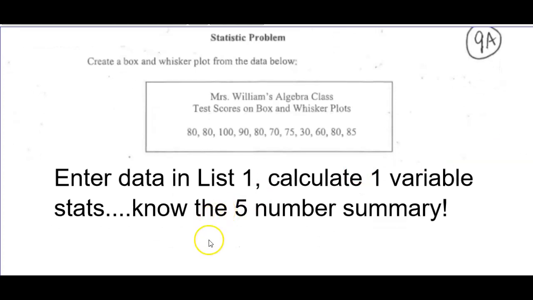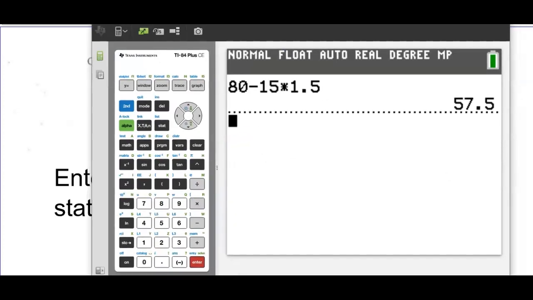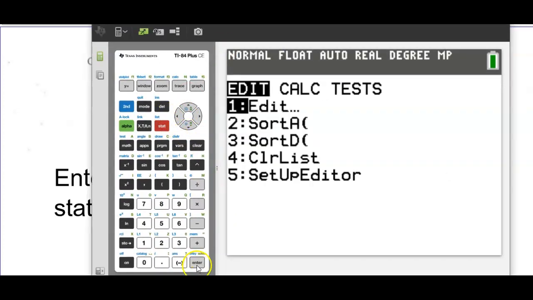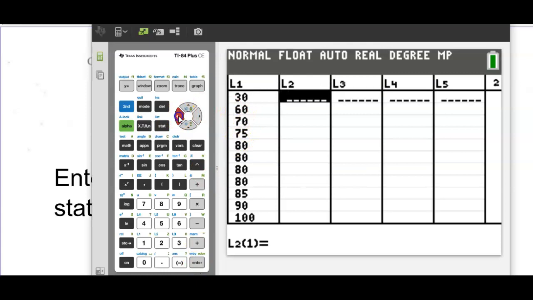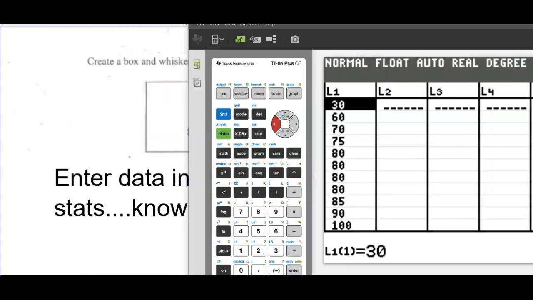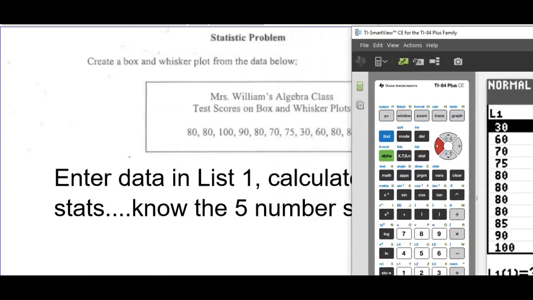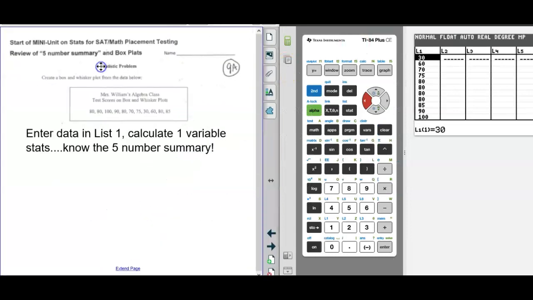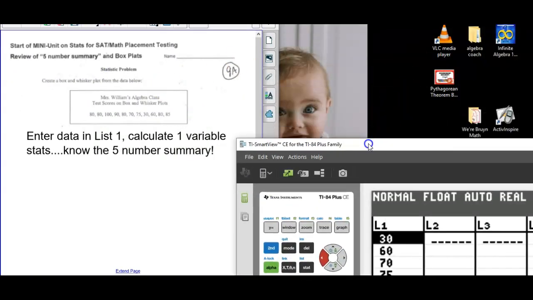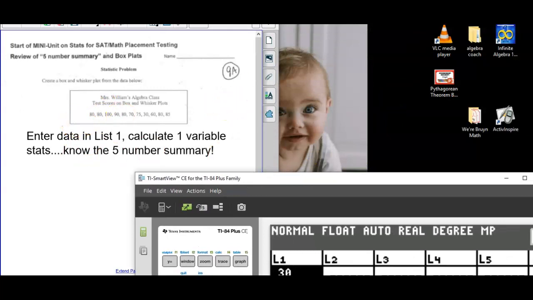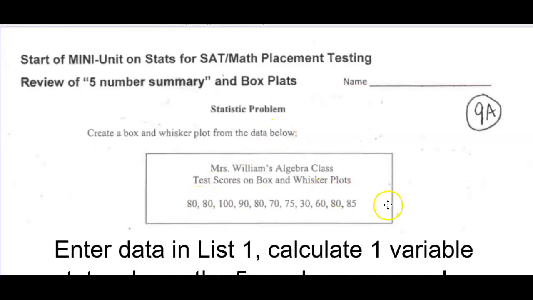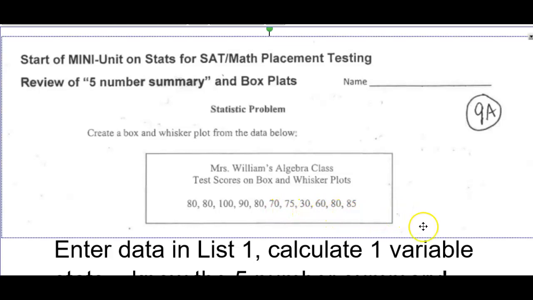All right. So to enter this into list 1, we're going to go stat, enter, and then we're going to put all of the items into list 1. You're already really good at this. Actually, I sorted mine already because this is my 3rd attempt on this video. Just put them in the order they're given. Okay. 80, 80, 100, 90, 80, 70, 75, 30, 60, 80, 85. Pause the video if you need to.